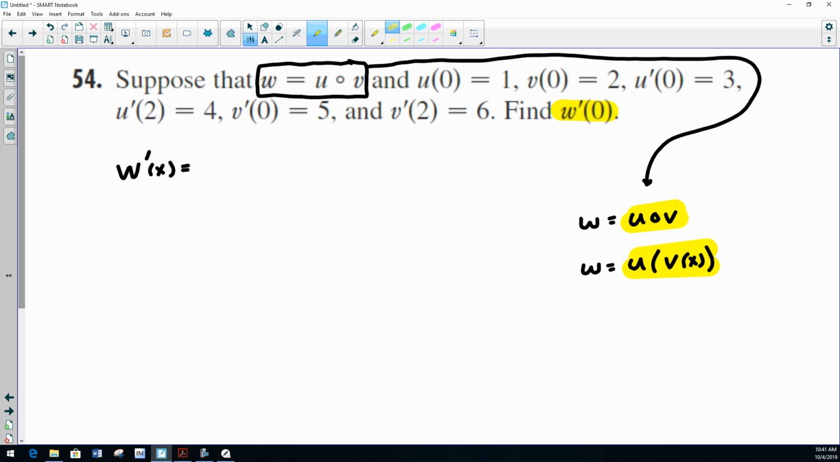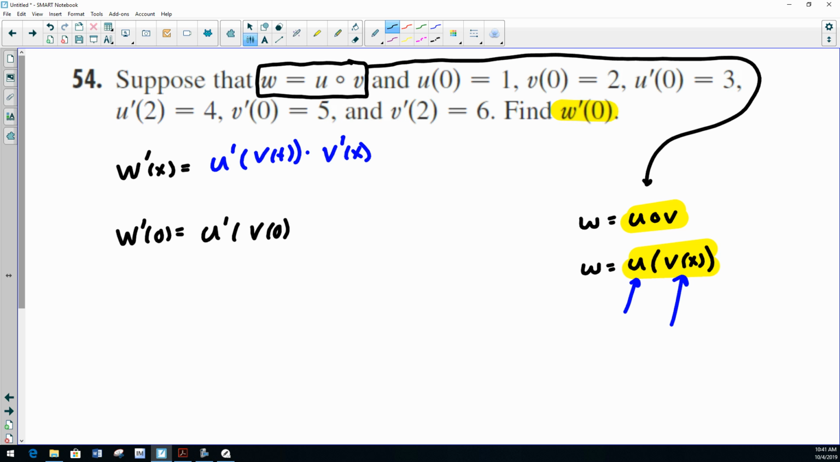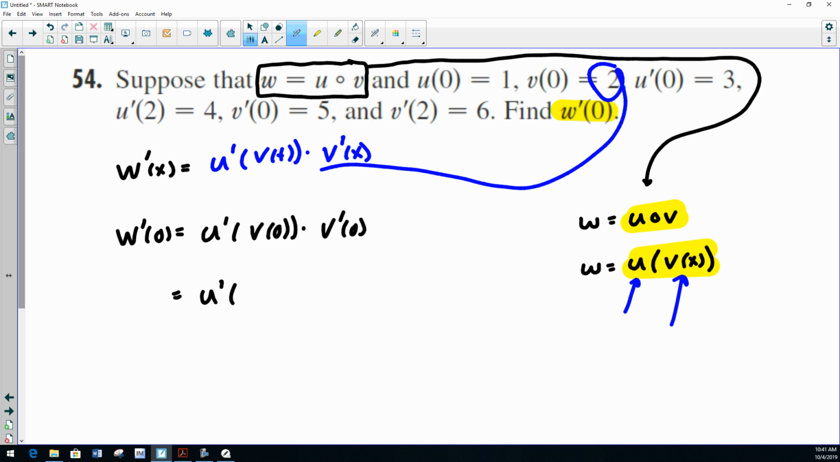Now that I have the derivative, I can plug in my 0. And I just have to pull it from the right location. So v of 0 is 2. That's going to slide right in here. V prime of 0 is 5. And lastly, u prime of 2 is 4. 20.